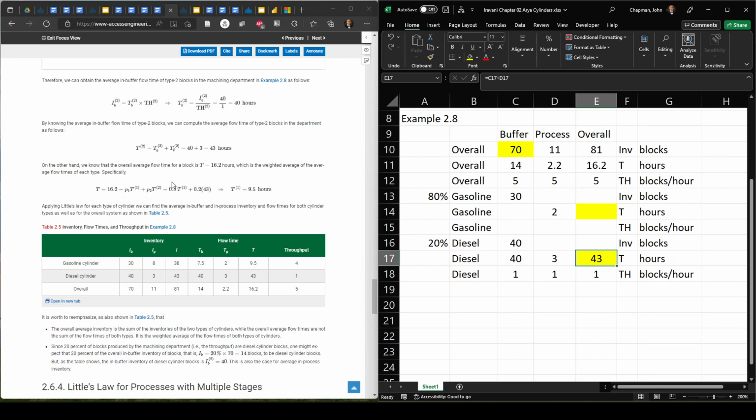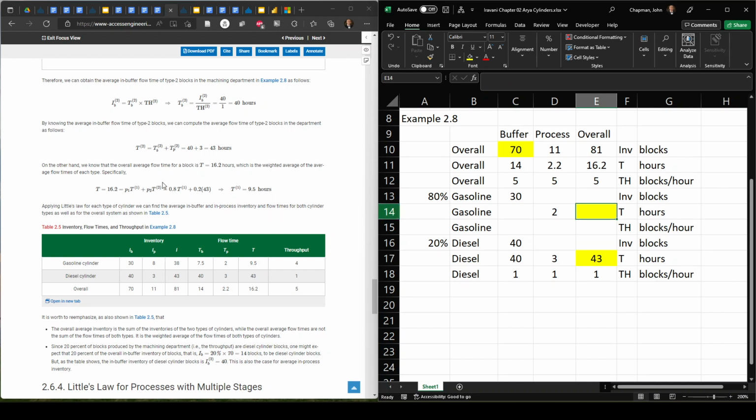The last step here for this example is to identify what the flow time is for gasoline. And this comes from this equation here. And here is the ending equation, right? What we're saying is these flow times are weighted. So this overall flow time of 16.2 actually comes from 80% of this flow time plus 20% of this flow time. And when we do the math, it would look something like this.